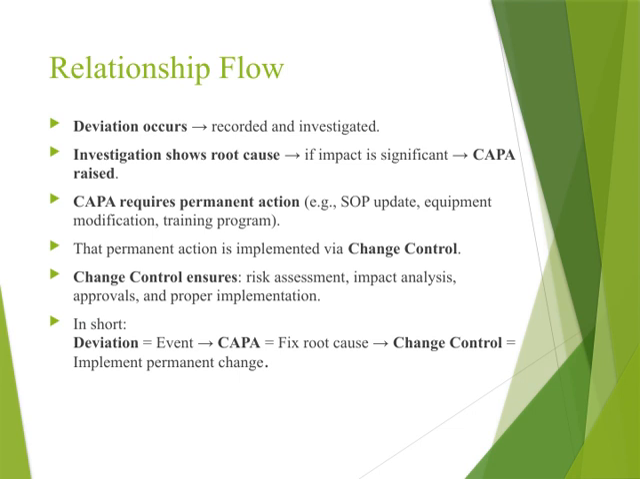In summary, the flow is straightforward. A deviation is an event that prompts investigation, the root cause is identified, and if needed, a CAPA is raised to fix it. Then, a permanent change is implemented through change control. This process helps us maintain quality and compliance throughout our operations.